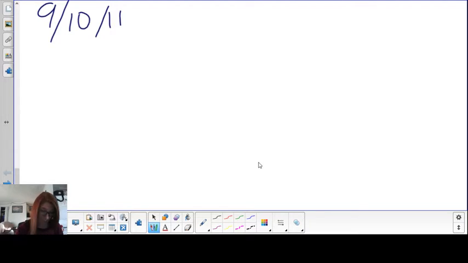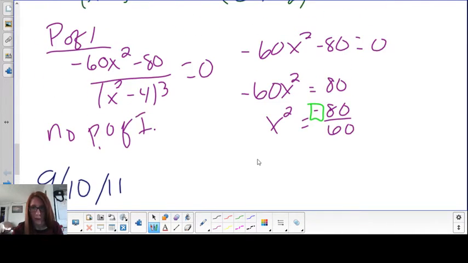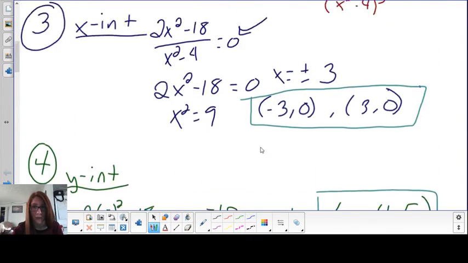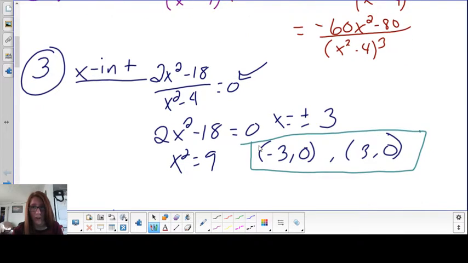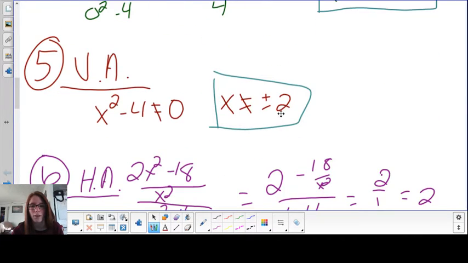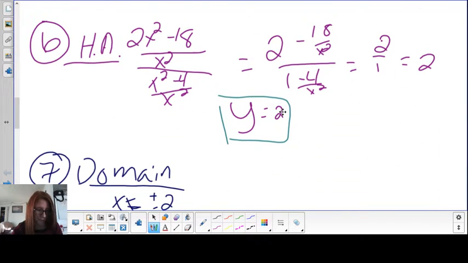So to do the chart, I need to take a look at what numbers were important to me. So I'm going to go back and look at whatever I circled. And I'm going to look at the x values. So my smallest x so far is a negative 3, and the biggest is a 3. Then I have 0, I have plus or minus 2, and I have 2.